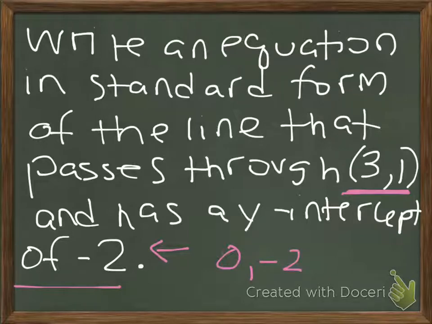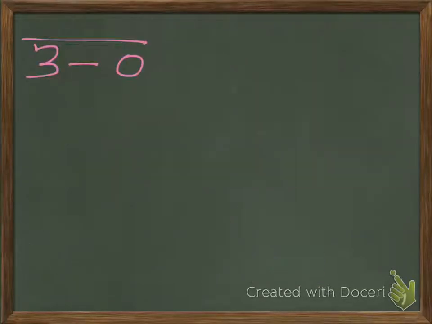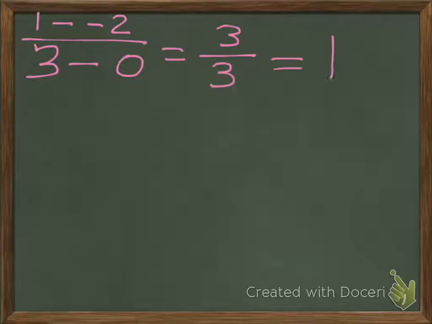We have 1 point, that's obviously given to us, but then think about the y-intercept, that's also a point. It's (0, -2). So we're going to use these 2 points to find our slope, and we're going to subtract the x's, so 3 minus 0, that's going to be on the bottom, and the y's, 1 minus -2, that's going to be on the top. And this is going to be our slope. So we get 3/3, or 1.